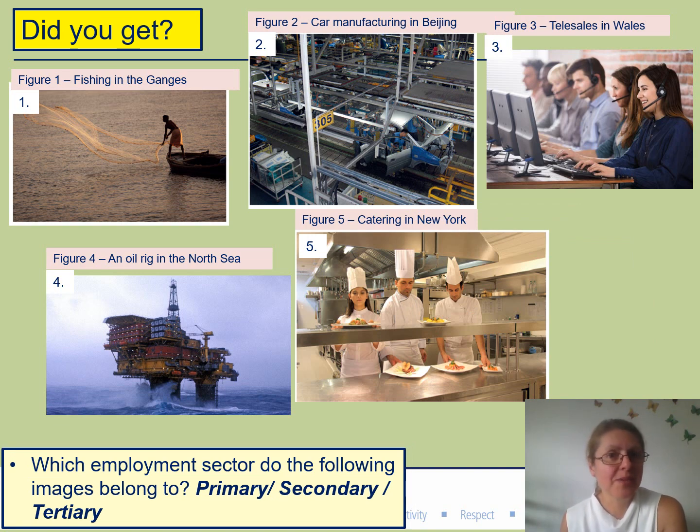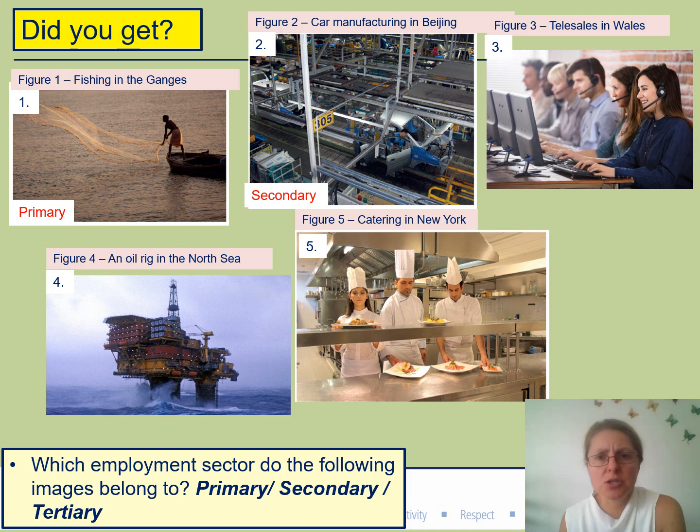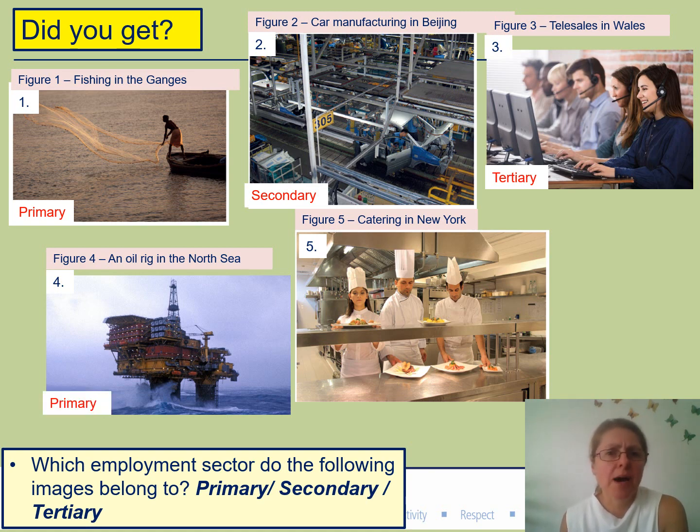Figure 1 is fishing, which is collecting raw material, so that falls into the primary sector. Figure 2 is car manufacturing, so the construction of cars, so that falls into the secondary sector. Figure 3 is telesales, which is where people phone up and sell products, like new TV or broadband packages. It's not quaternary because it's not high tech, it's a service industry. Figure 4, the oil rig, is collecting oil, and oil is a raw material, so that falls into the primary sector. Finally, figure 5 is catering, providing a service for those people who are out for a meal, so therefore that's tertiary.